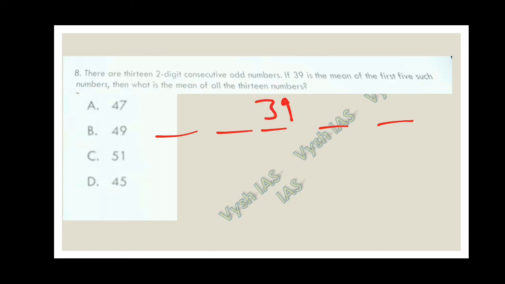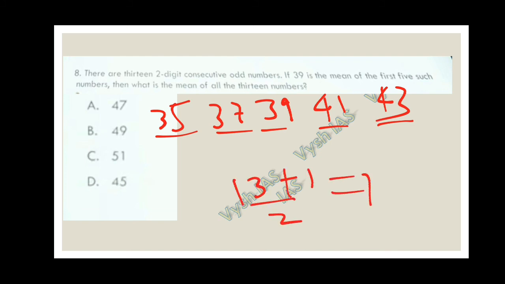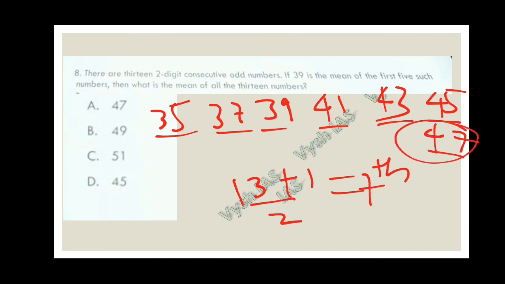Before 39, what is the odd number? 37. Before 37, it is 35. Here it is 41 and 43. They are asking the mean for the 13 numbers. So the mean for the 13 numbers is (13 plus 1) by 2, that is the 7th place. 43 is in the 5th place, 45 is in the 6th place, and 47 will be the 7th place. So this is the mean of the 13 numbers. So 47 is the answer for this question. That is option A.